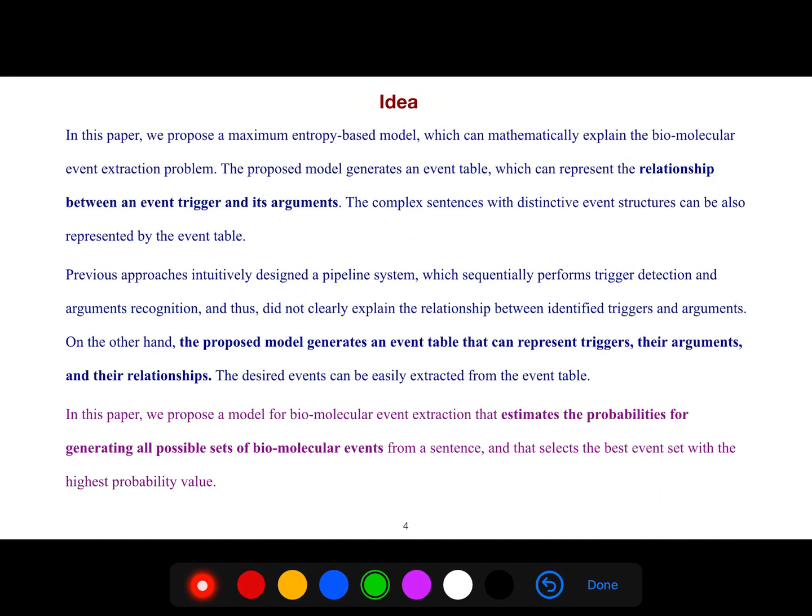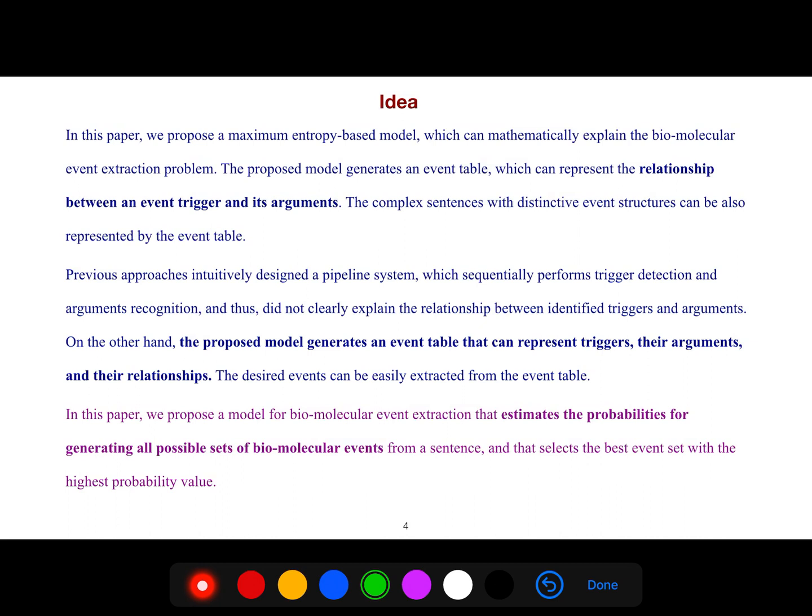In this paper, we propose a maximum entropy-based model which can mathematically explain the biomolecular event extraction problem. The proposed model generates an event table which can represent the relationship between an event trigger and its arguments. The complex sentences with distinctive event structures can also be represented by the event table.